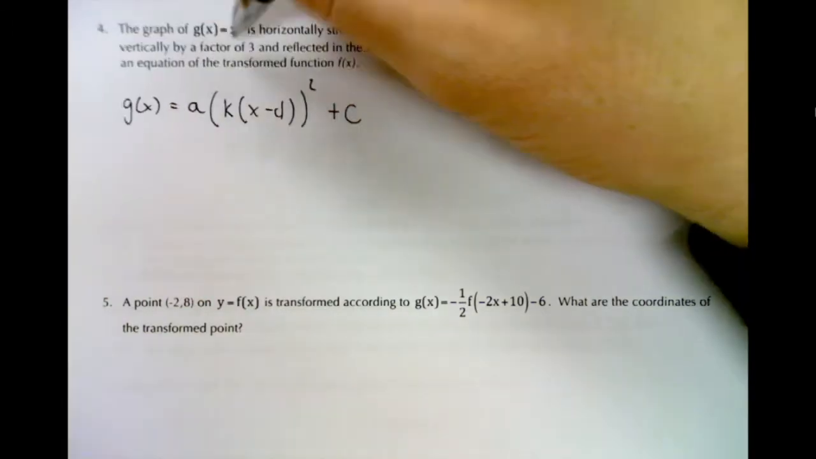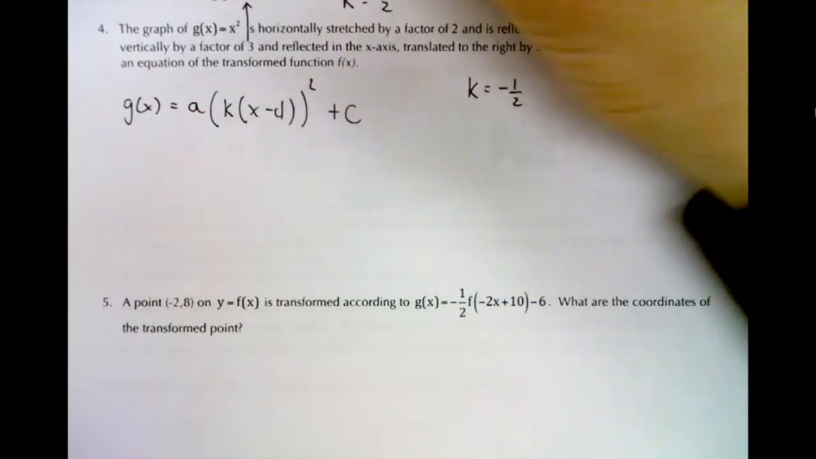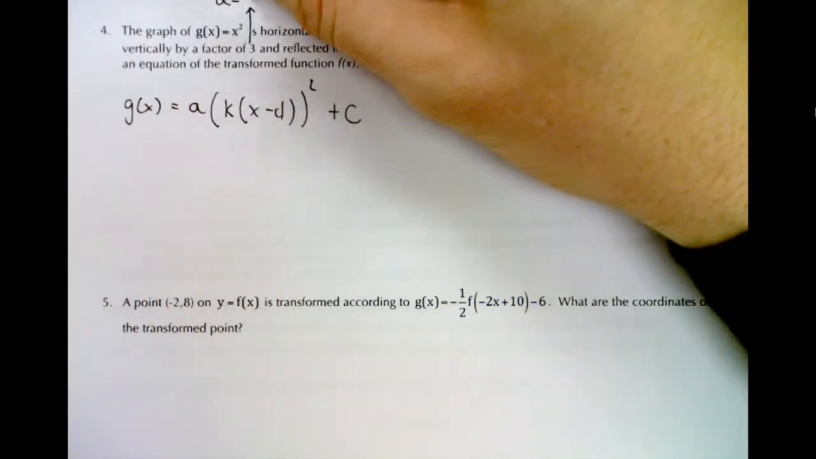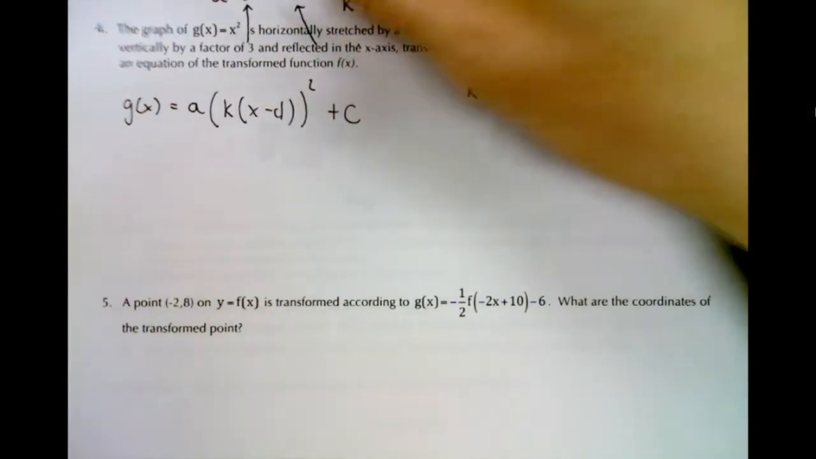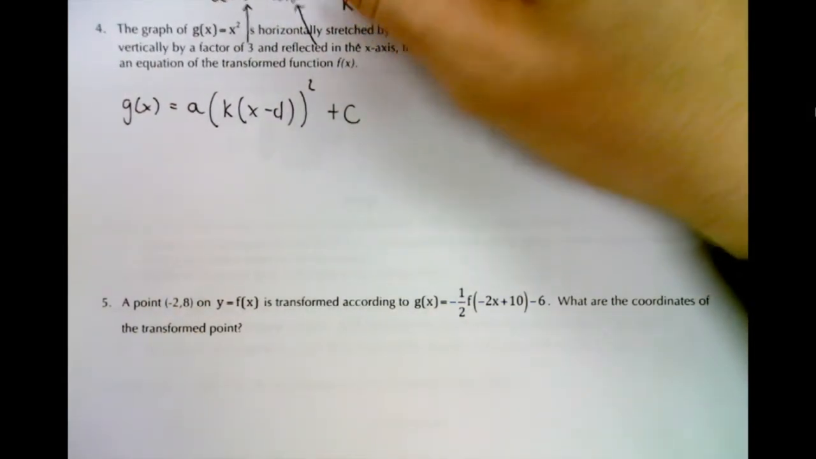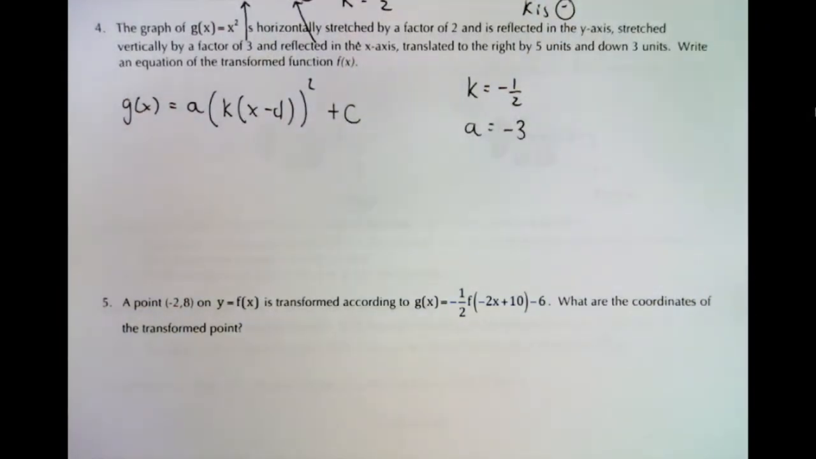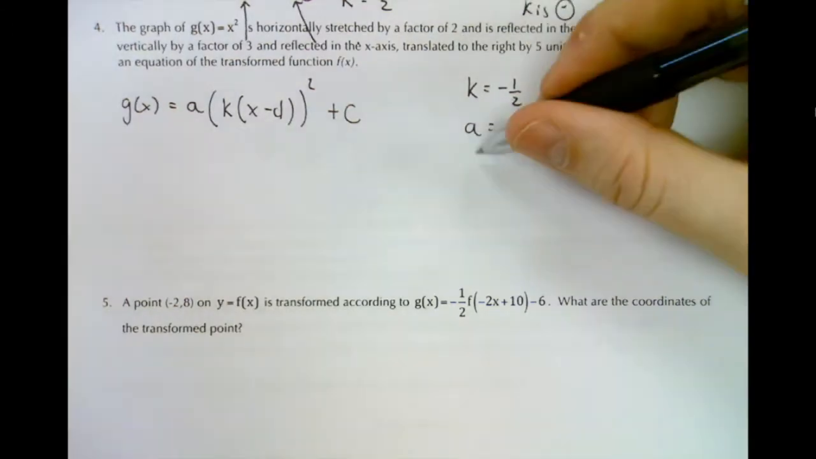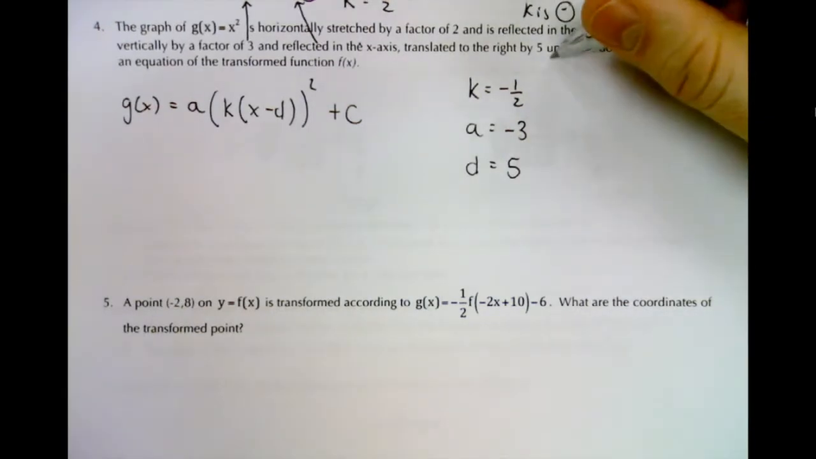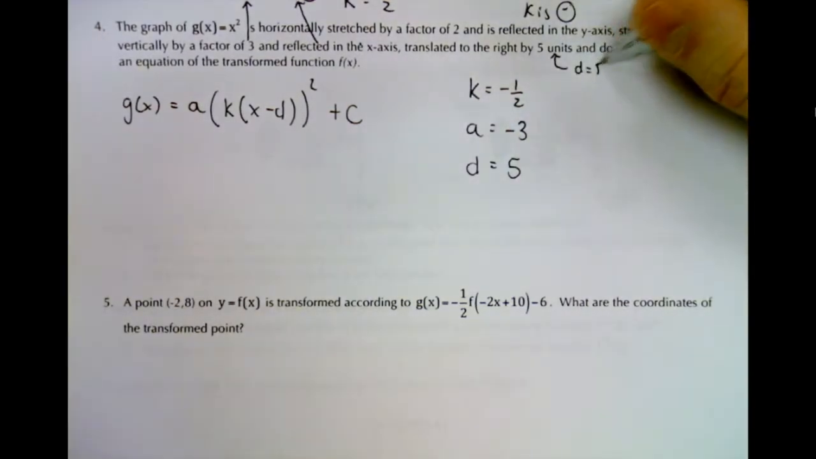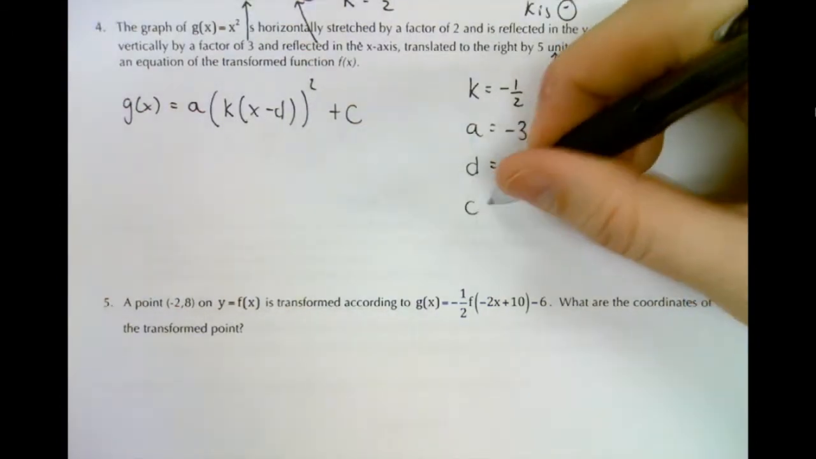Stretched vertically by a factor of 3. Vertical stretch is a. By a factor of 3, because it's stretched, means a is 3. Reflected in the x-axis means a is negative. So that means a is negative 3. Translated to the right 5 units, left-right is d, and to the right 5 means d is 5. And down 3, up-down is c, down 3, c is negative 3.